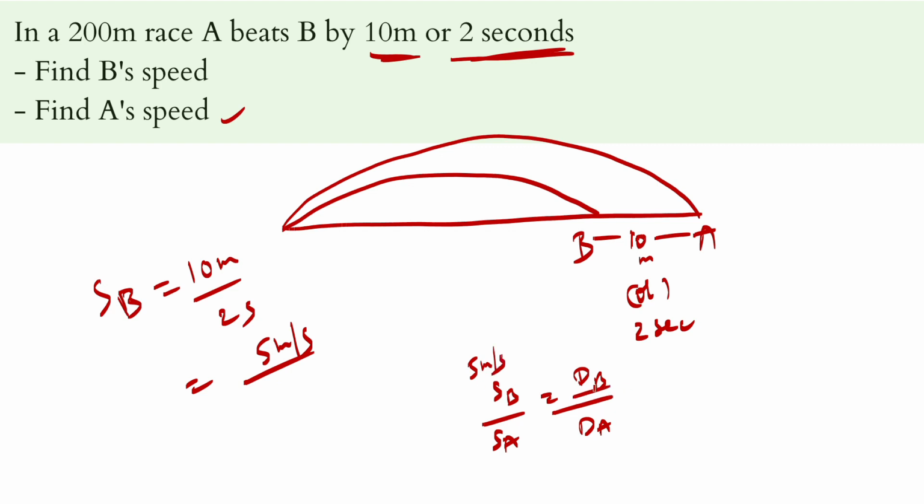What is the distance traveled by B? It's 190 meters. Why 190? The track is of 200 meters and B is 10 meters behind A. That means B must have traveled 190 meters by the time A finishes the race, right? Now the total distance traveled by A is 200 meters. Now the speed of A, calculate. The speed of A will be 100 by 19 meter per second.